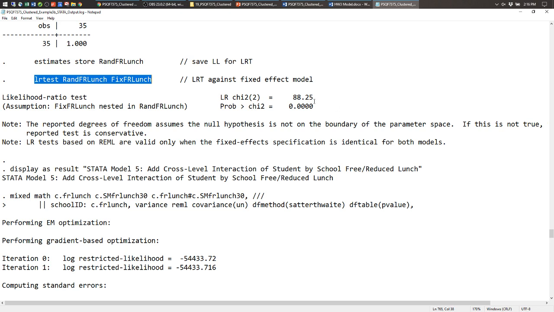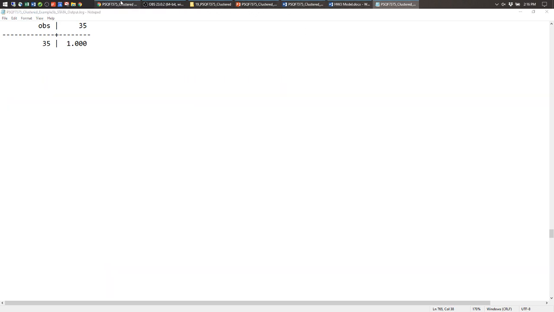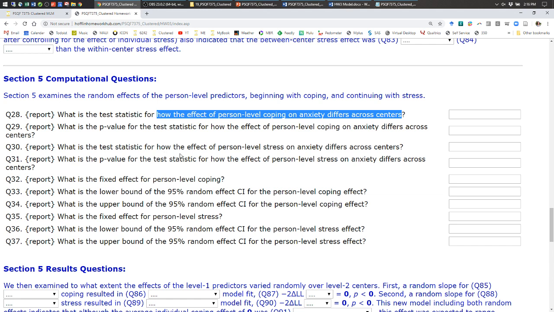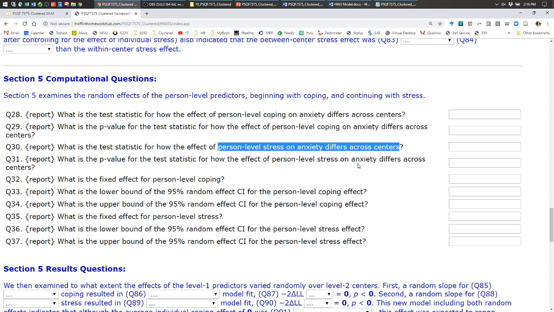Now what if I add another random slope, such as how the effect of person-level stress on anxiety differs across centers? If I add a second random slope, how many degrees of freedom have I added to the model? How many more terms have I estimated? And don't say one. 3 more. It's the random slope variance of the second predictor plus the covariance with the first slope and the covariance with the intercept. Yep.